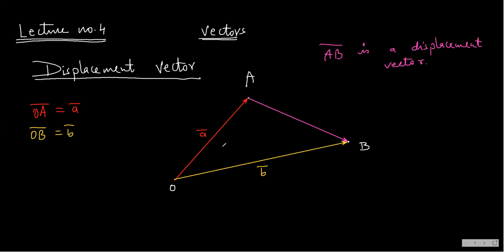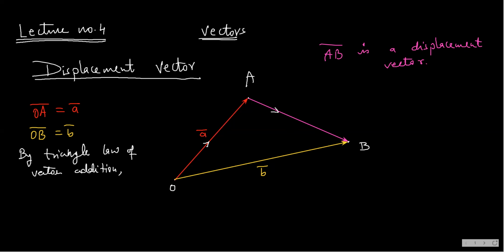Now in this triangle OAB, I will apply the triangle law of vector addition. By the triangle law of vector addition, look at the triangle: OA bar plus AB bar. Look at the diagram. Don't write blindly.